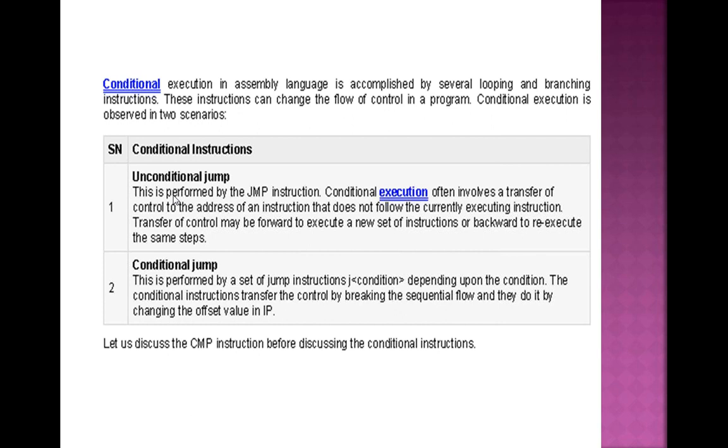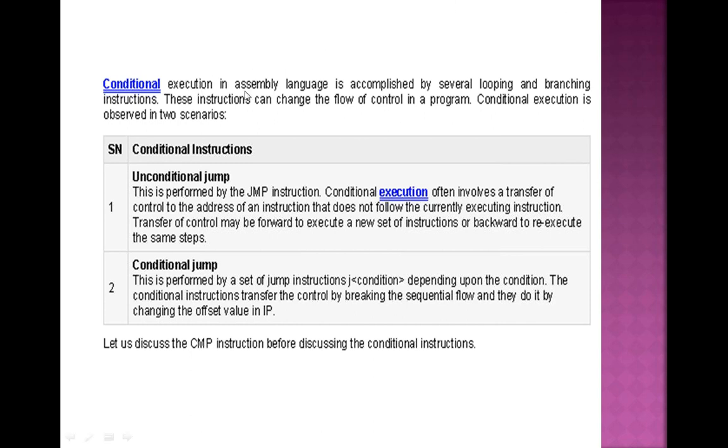Then the next one is your conditional jump. Based on the condition, it is jumping from one place to another. Suppose my condition is that if the number is greater than 4, then it jumps to line 4. So it is your conditional jump. Means there is one condition, that is if 3 is greater than 4, then jump to the 4th line, otherwise jump to the 5th line. So this is your conditional jump.